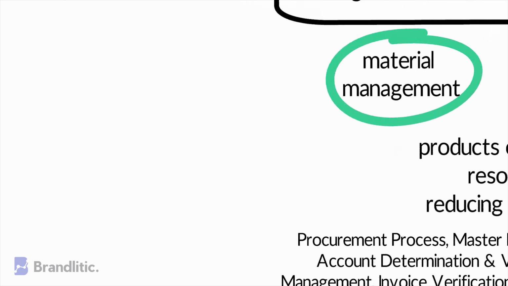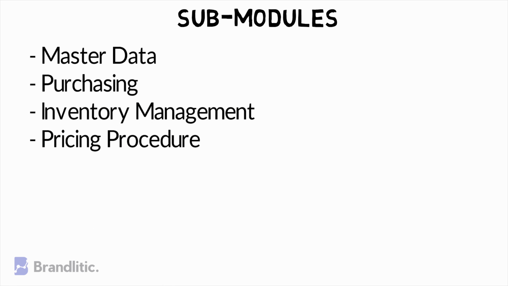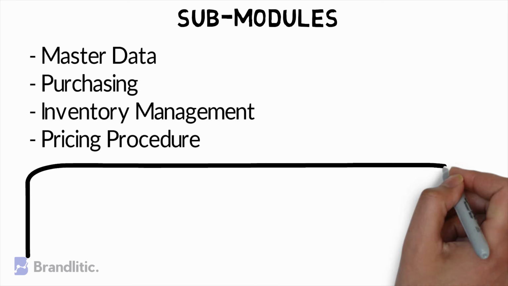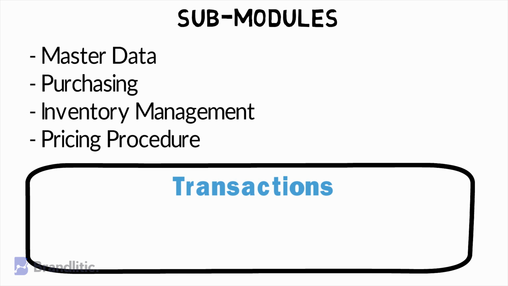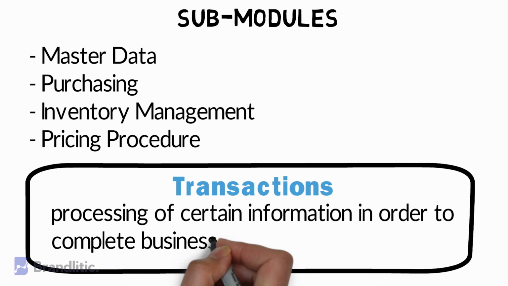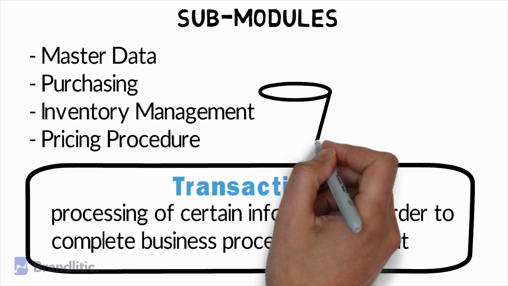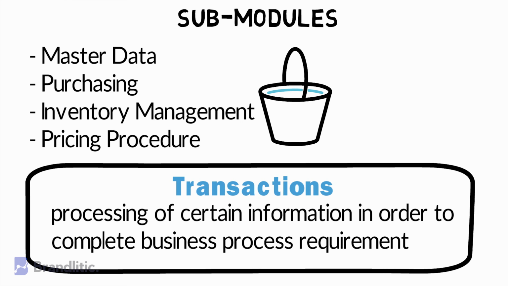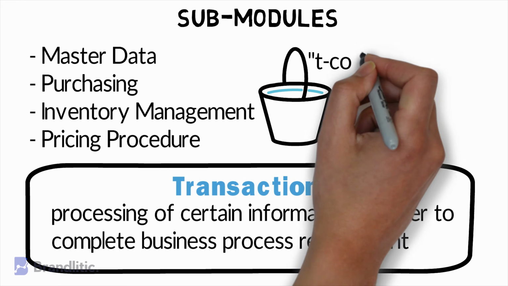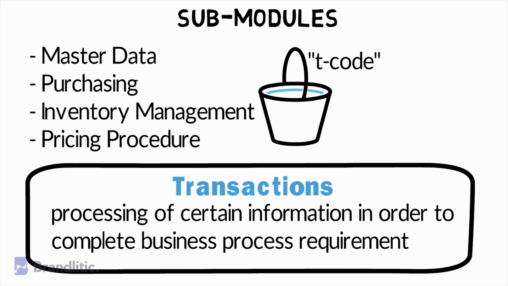The material management module in SAP consists of several components and subcomponents. The most prominent and widely used are master data, purchasing, inventory management, and pricing procedure. All of these components have their subcomponents that are essential in specific business process, but all of these processes are executed by using transactions. So if you don't know, transactions in SAP means processing of certain information in order to complete business process requirement. For example, if you have purchased 10 pieces of little buckets, you can perform a particular transaction code, be it T code, that will reflect those changes in SAP.